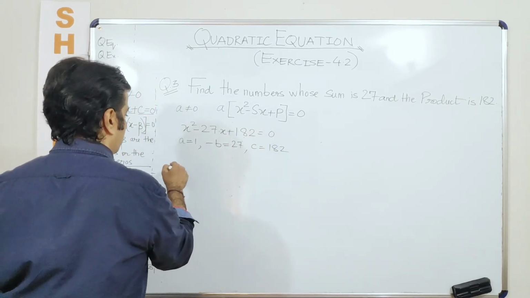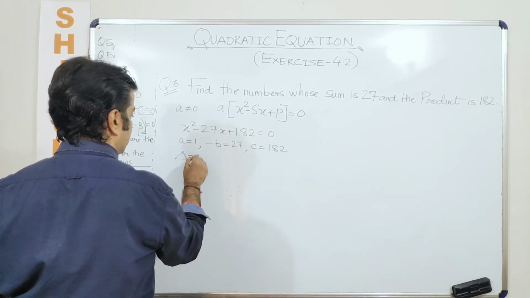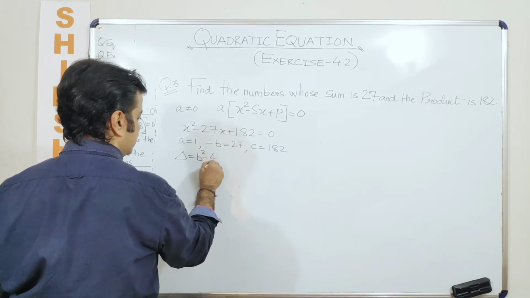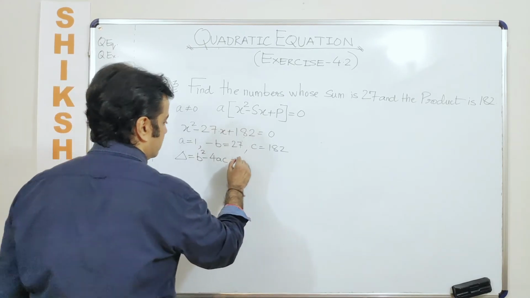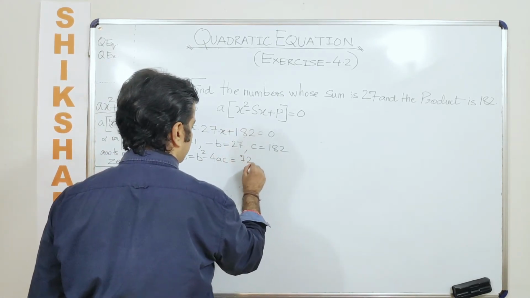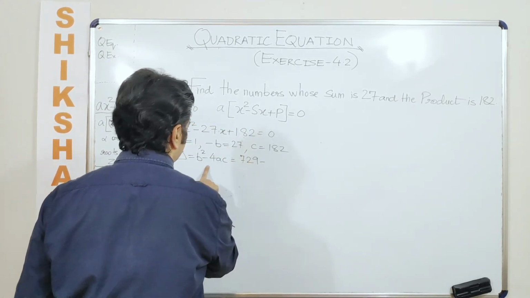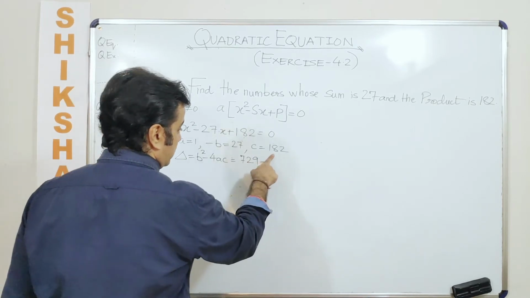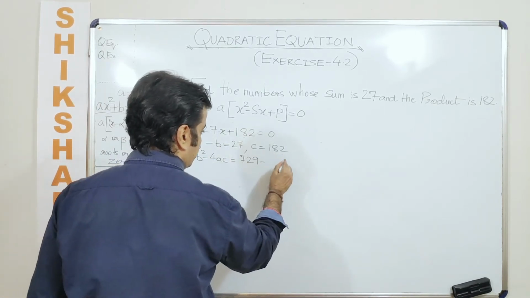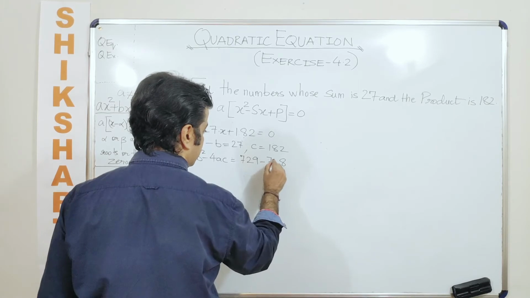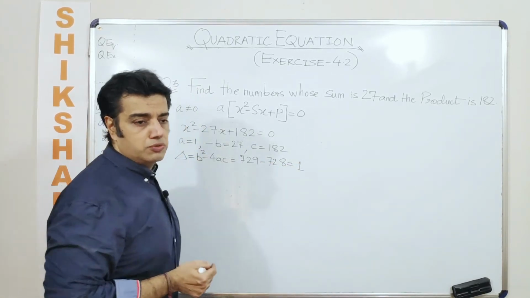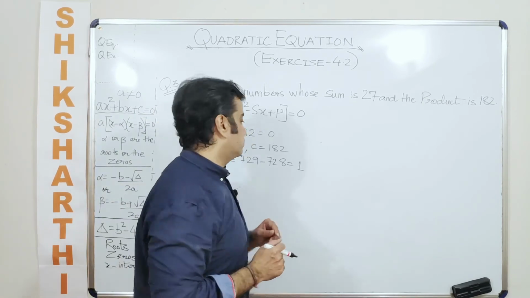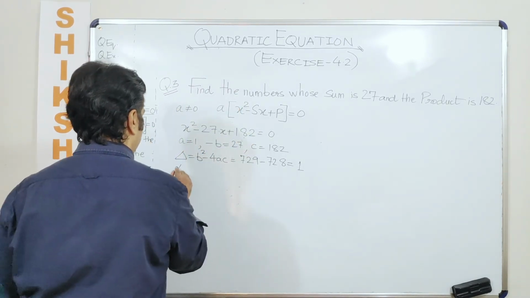Now can I find the value of delta? Delta is nothing but b square minus 4ac. So b square is 27 square, which is 729, minus 4 into 1 into 182. So 4 into 2 is 8 and 4 into 18 is 72. So this comes out to be 1. Now delta is positive and non-zero, which means real unequal roots.